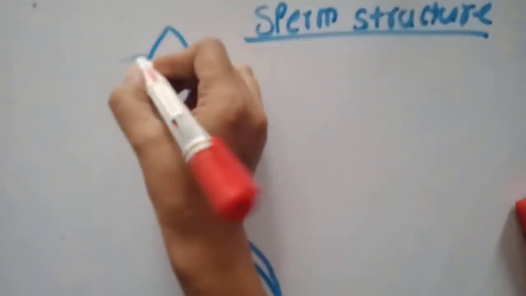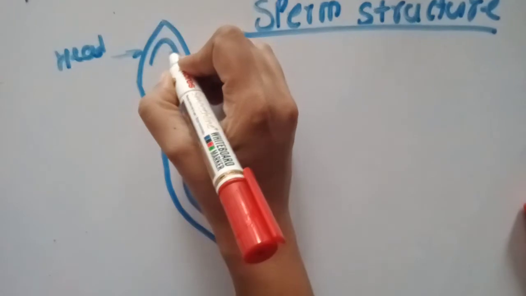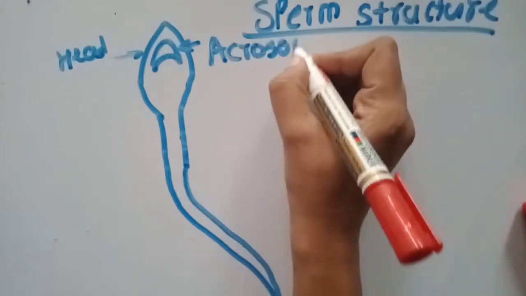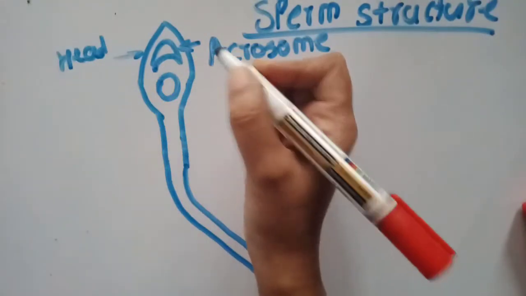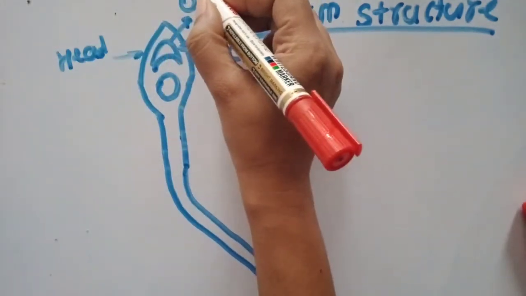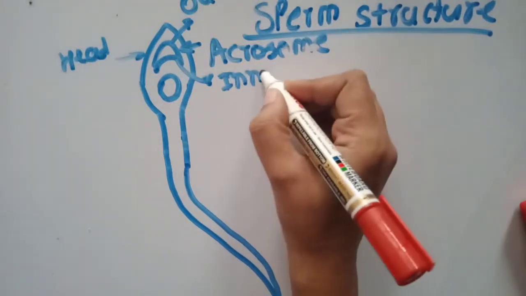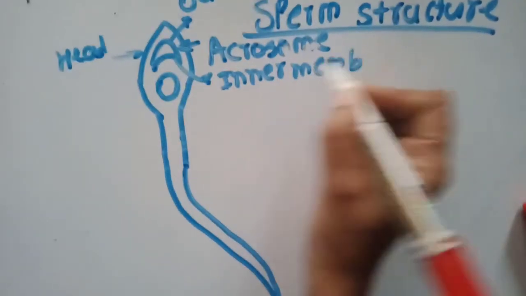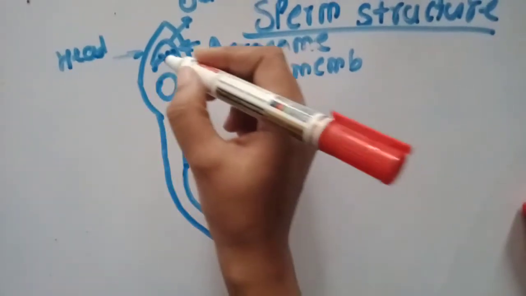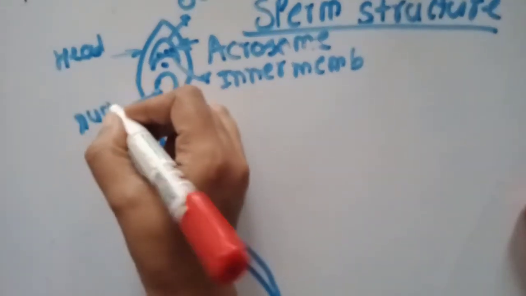This is called the head. What does the head contain? The head contains a cap-like structure called the acrosome. Below this acrosome there is a nucleus. On the acrosomal membrane, this is the outer acrosomal membrane, and this is the inner acrosomal membrane. On the inner acrosomal membrane there are binding proteins. Above this acrosome there are actin proteins, and here is the nucleus, a slightly elongated nucleus.